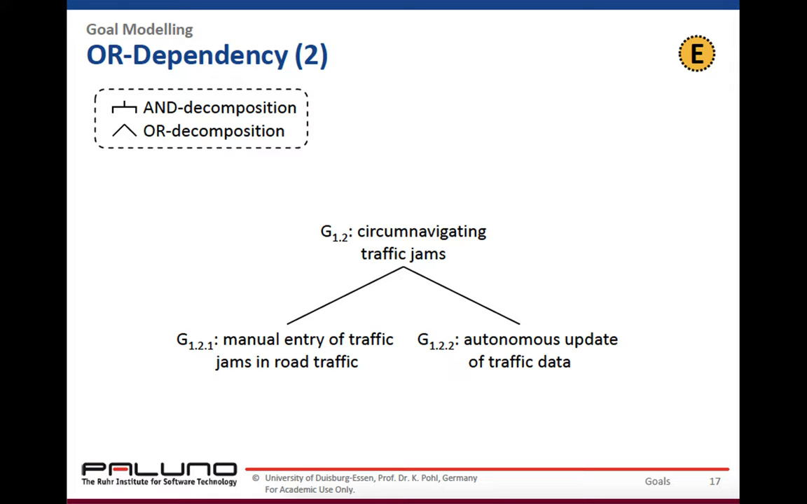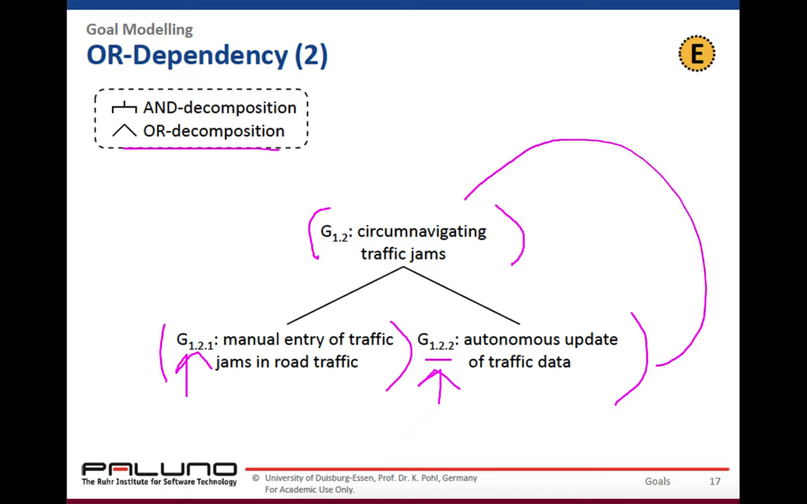The previous sub-goal 1.2, circumnavigating traffic jams, is further refined and broken down into two more sub-goals, G1.2.1 and G1.2.2, using OR decomposition. So as for OR decomposition, if only one of these sub-goals is fulfilled or satisfied, then the main goal or the root G1.2 is sufficiently achieved.